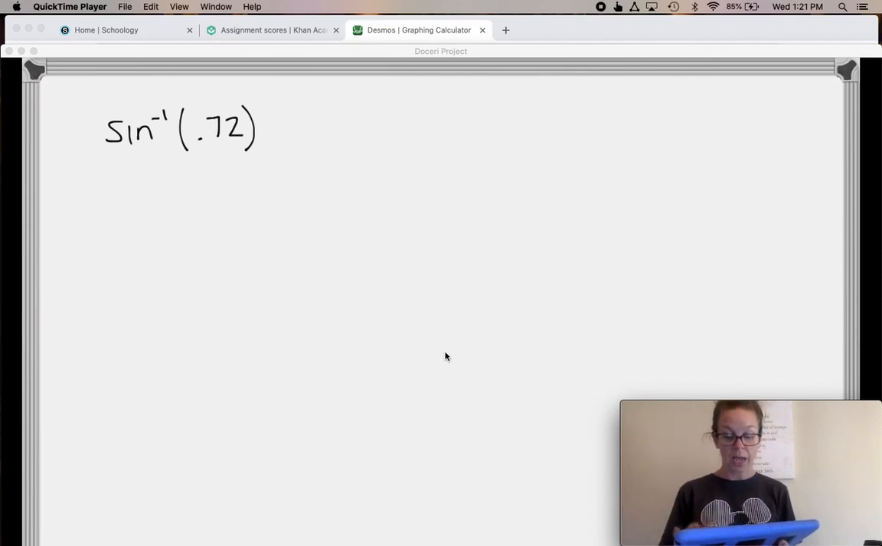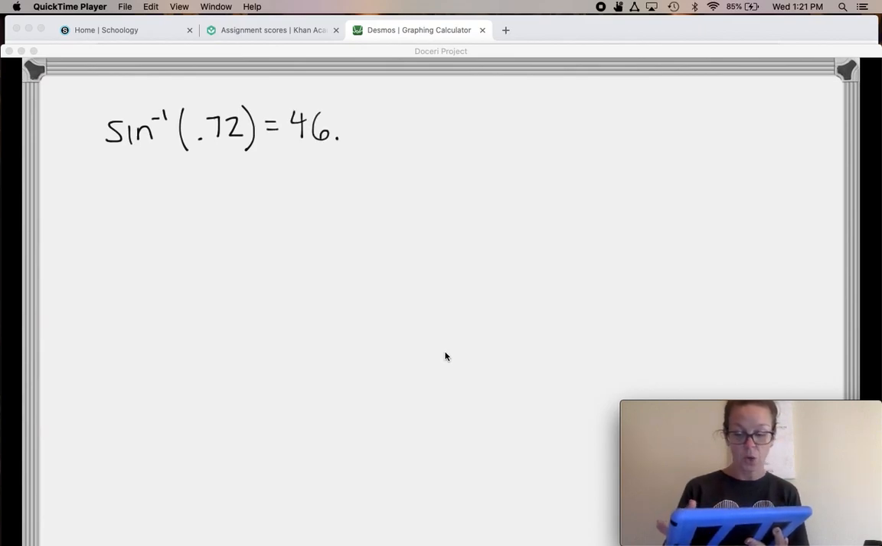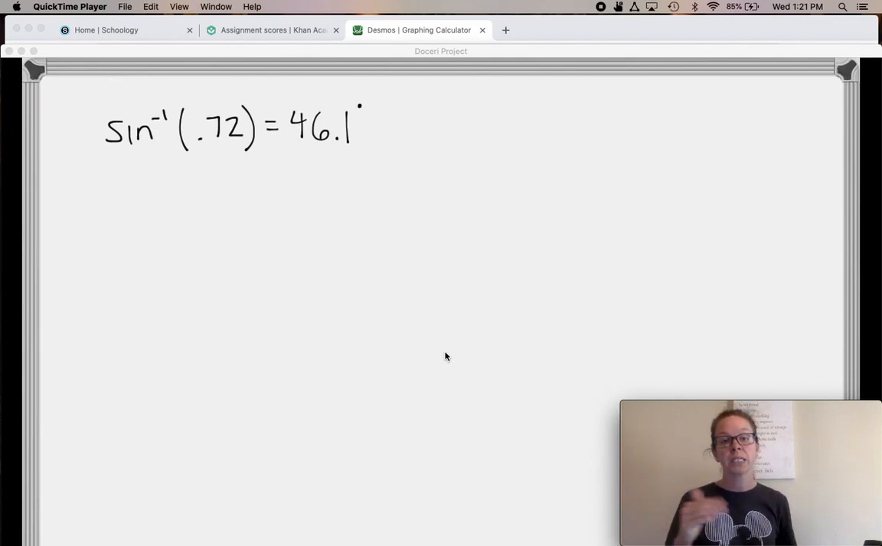Another thing to watch for in Khan Academy is your rounding instructions, right? So as always, that's nothing new. Make sure that you're paying attention to your rounding instructions. So 46.1 degrees is the first time that that wave would hit the 0.72 value for that sine.